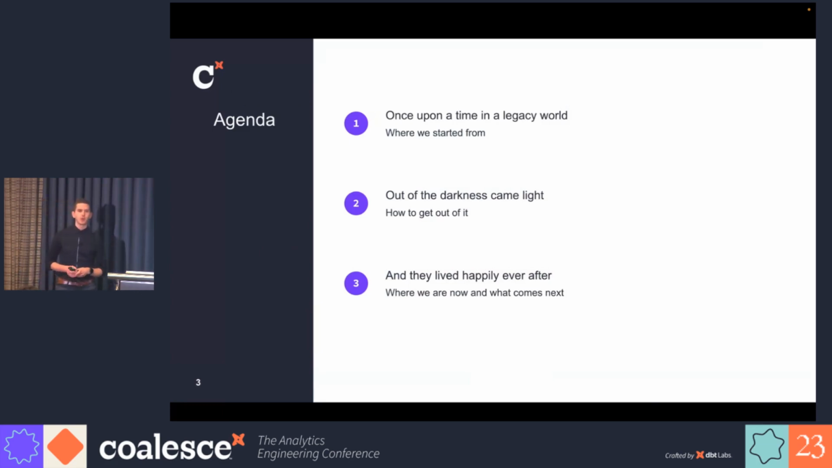So in this presentation, we'll go over where we started from and what our legacy stack used to look like, and maybe some of you will be able to see some of the pain points that we're having and that you're having as well, or used to have. And then we'll also see what we put in place or how we managed to get out of this. And then finally, we'll see where we are now and where we are thinking of going.